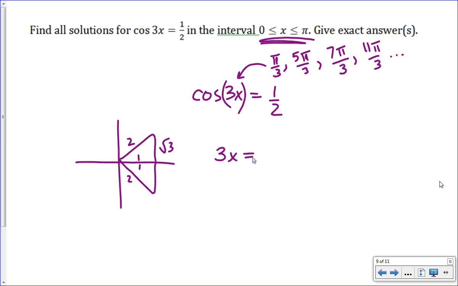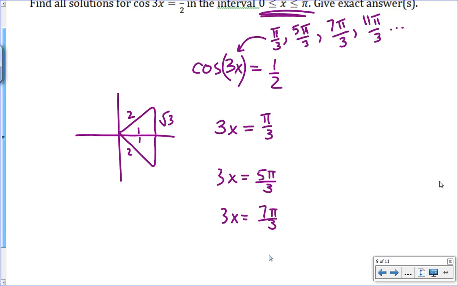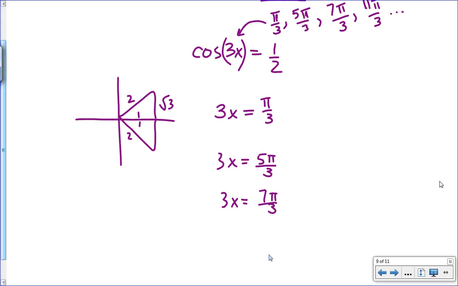Because what I now see is that 3x must equal pi over 3, or 3x equals 5 pi over 3, or 3x equals 7 pi over 3, or 3x equals 11 pi over 3, and so on. And this list can just go on and on, right? Because I can keep spinning around the unit circle and adding 2 pi to these angles. So I'm just going to put the first 4 and see if I need more, I'll go back and try to get some more. If I need fewer, then I'll just cross out the ones that aren't part of the final interval. So now I'm solving for x.